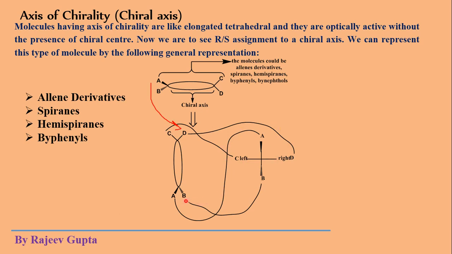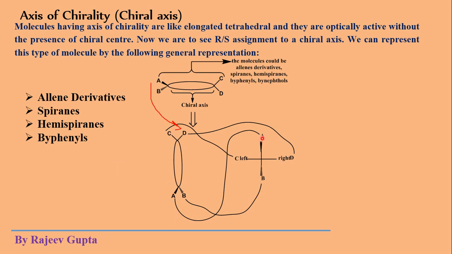Now comes A and B which are present on wedge and dash. We will put A on wedge and B on dash at this vertical line. So this is the first arrangement. This will apply for all types of molecules, all types of examples of chiral axis. We will follow this same general way.